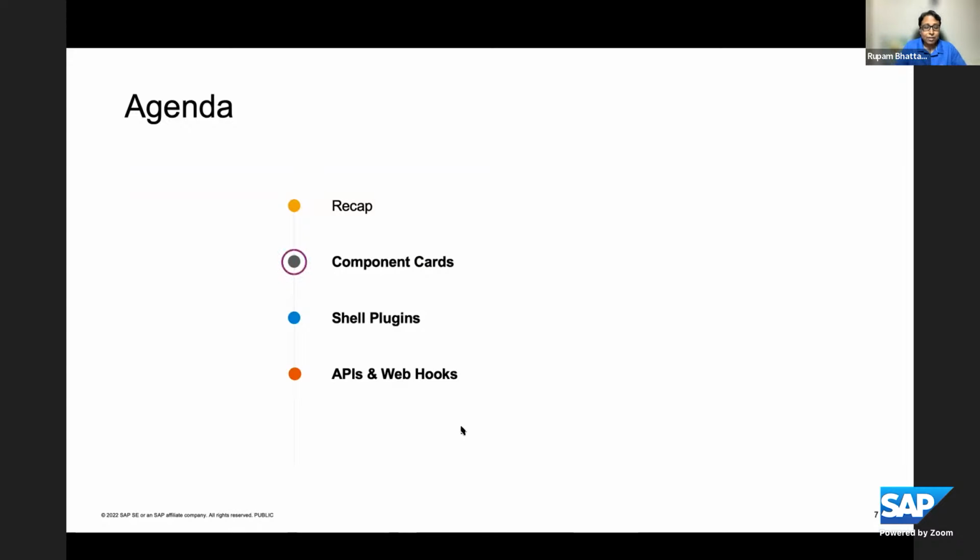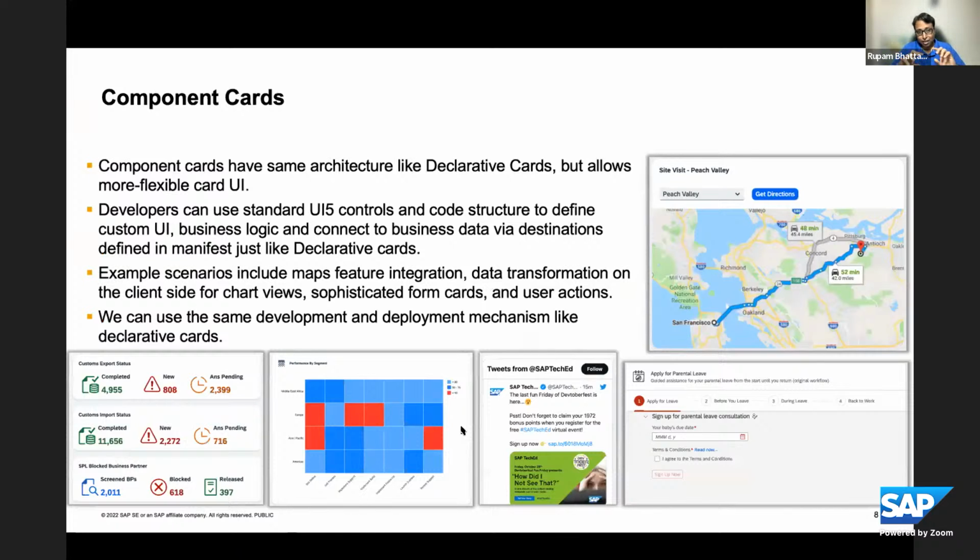But now, having said that declarative cards can do so much, including using manifest extension to transform data, why do we need something else? Well, component cards are needed in scenarios where they do not fit into the basic templates provided for declarative cards already. Now, if you really compare the two, they are the same architecture: they have the header, the content area, the footer, and then the manifest, and it's similar in how you develop it, deploy it, and bundle it, etc.